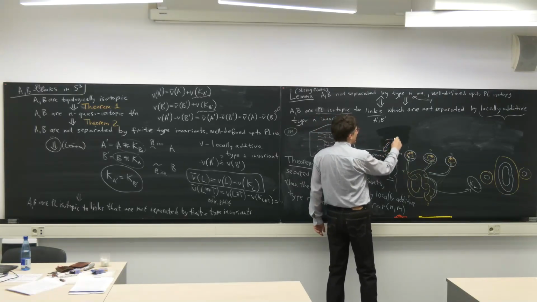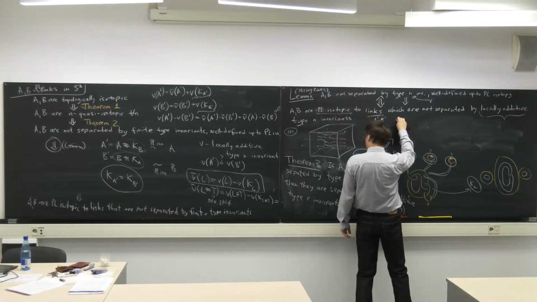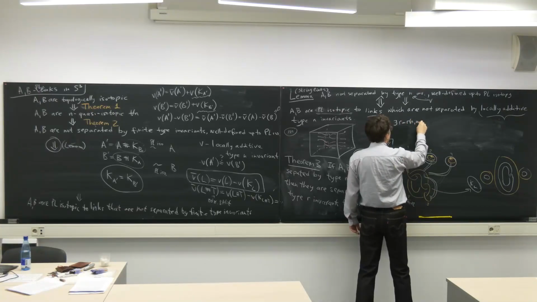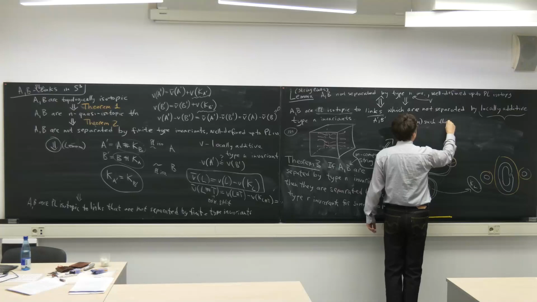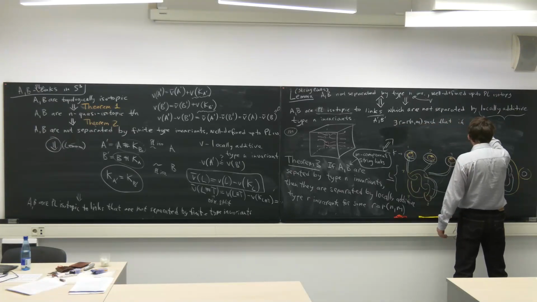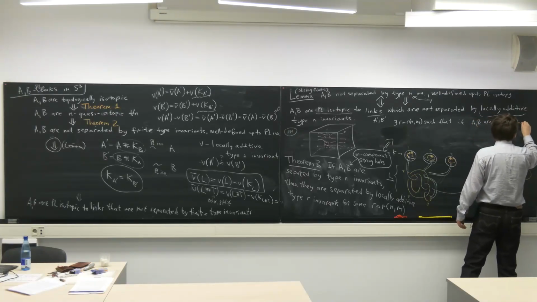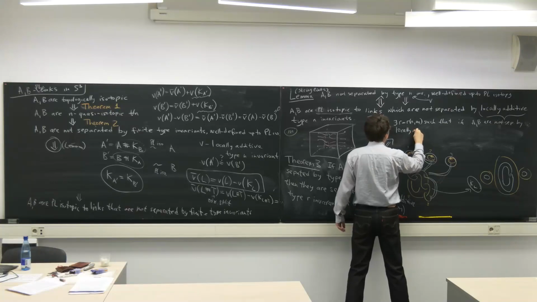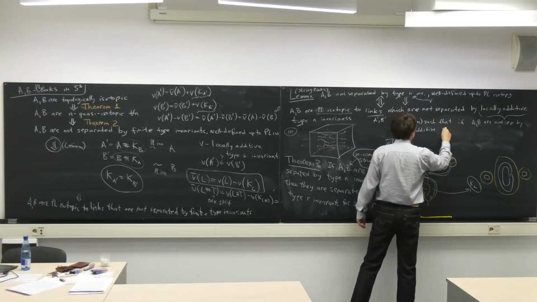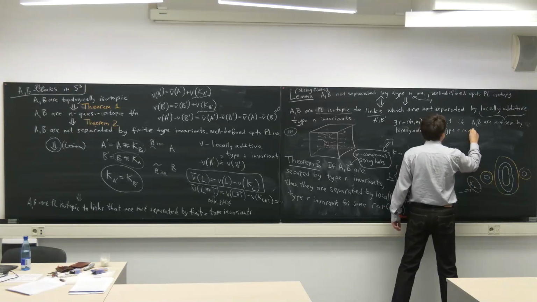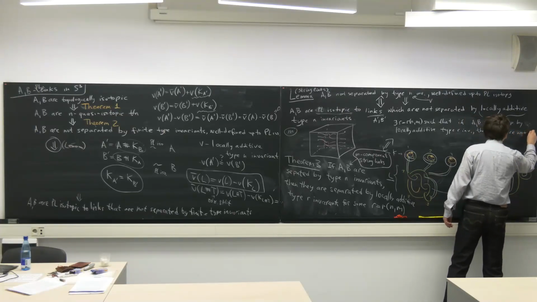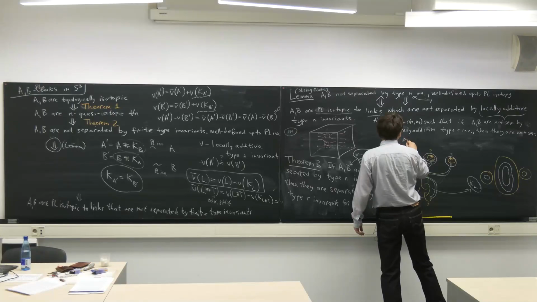Okay, so an equivalent statement of the same theorem. So there exists an R, which is a function of n and m, such that if A and B are not separated by locally additive invariants, then they are not separated by type n invariants.